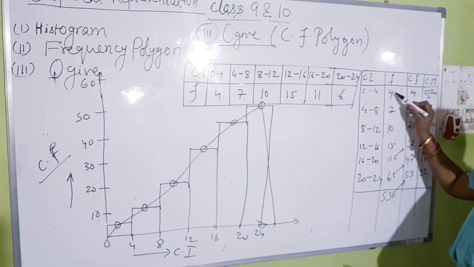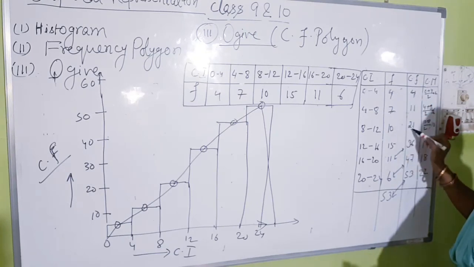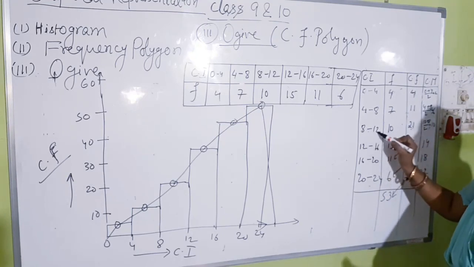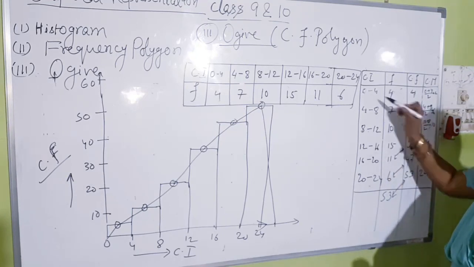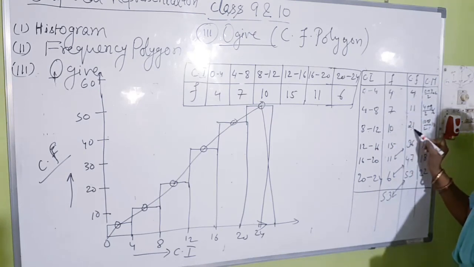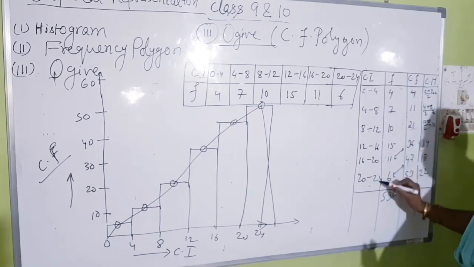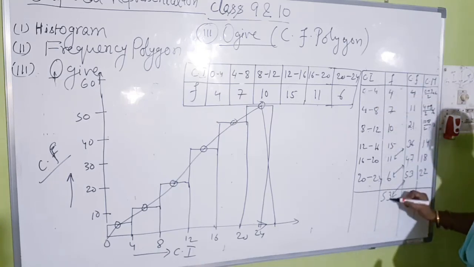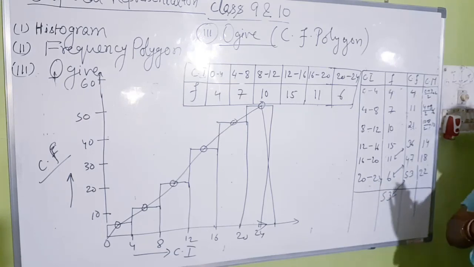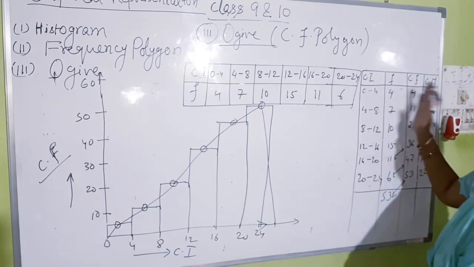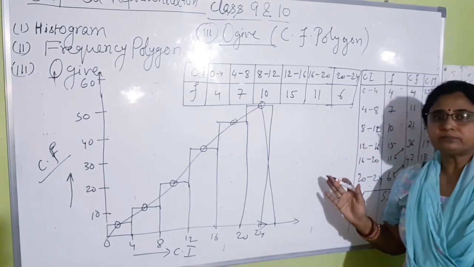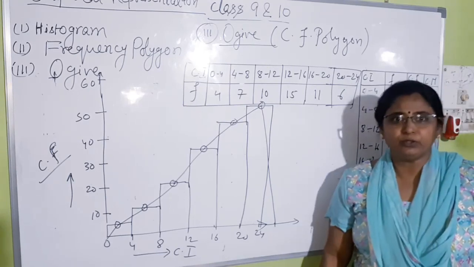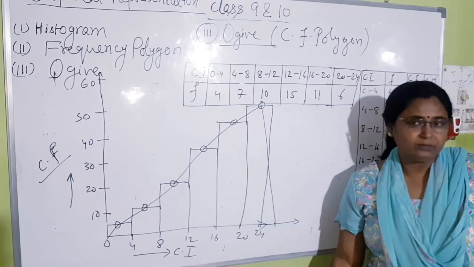That means all numbers are added: 4 plus 7 plus 10. And again, for 8 to 12, the frequency is 10, between 8 to 12. But cumulative frequency means from 0 to 12, it is 21. In the same way, from 0 to 24, the sum of all frequencies is 53. That is the difference between cumulative frequency and frequency. Understood? Now all your topics are completed. I hope you will complete your project work nicely. Okay.